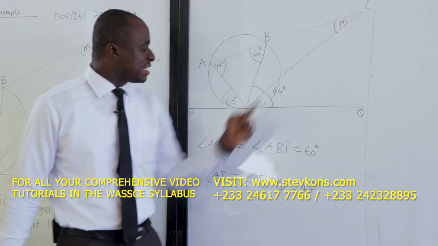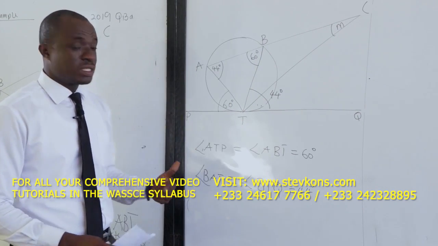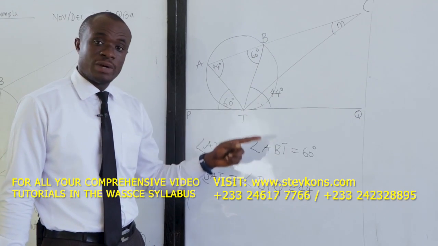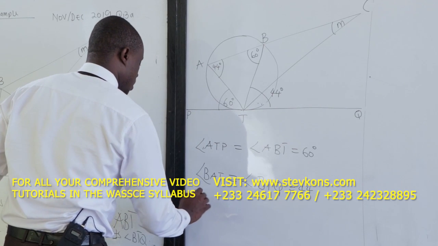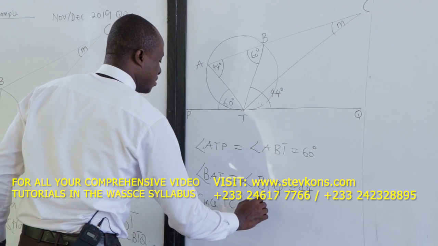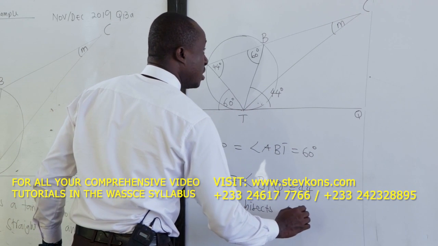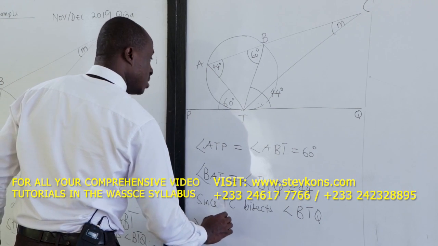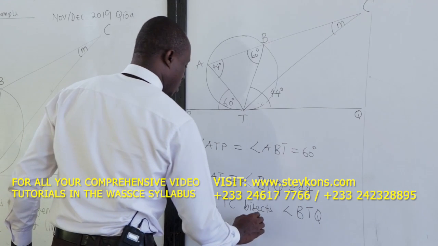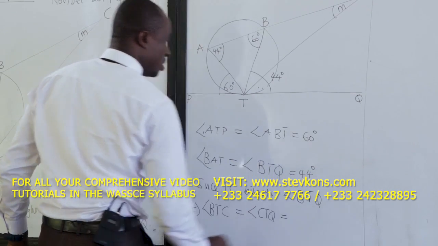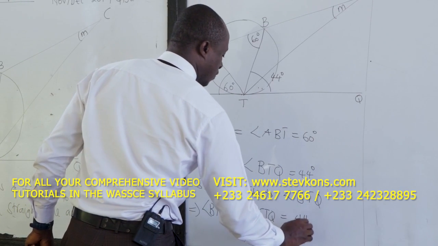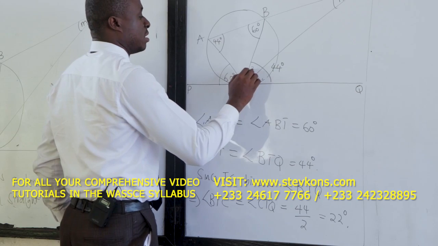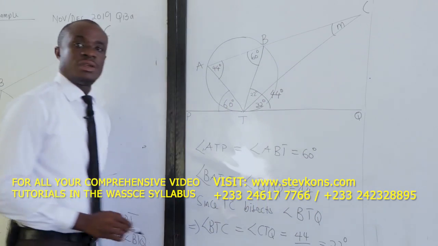In the question, we're given that CT bisects BTQ. And because it is bisecting it, it means that angle BTC is equal to angle CTQ, which is 44 divided by 2, which is 22 degrees. So since TC bisects angle BTQ, this implies that BTC is equal to angle CTQ, which is equal to 44 divided by 2, because it is bisecting, which is equal to 22 degrees. So this side is 22 degrees, this side too is 22 degrees.